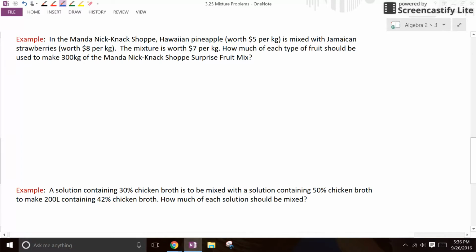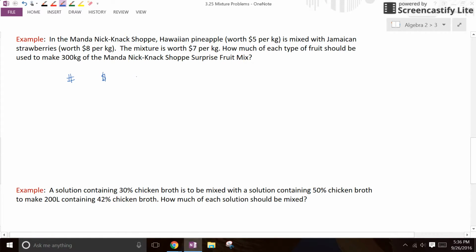Now let's try this one here. Miranda has a knick-knack shop, and she has Hawaiian pineapple mix, and she wants to mix it with strawberries, and she wants to make this great surprise fruit mix. She wants 300 kilograms of it because that's what she's going to bag and sell, and she wants it to be worth $7. So here we go. Again, I have the number or the weight or whatever. Here I have money or percent, so this time it's money.